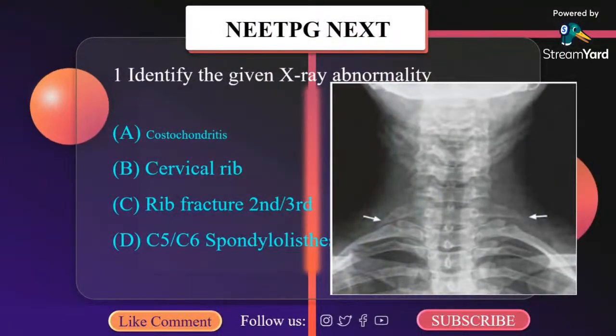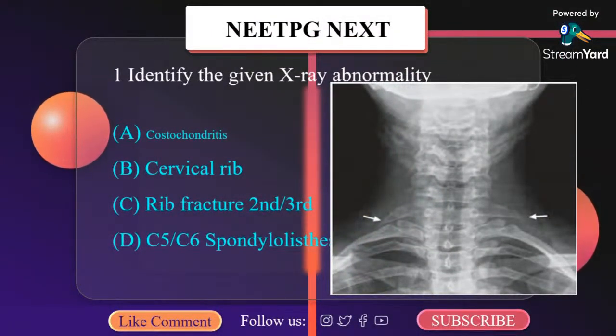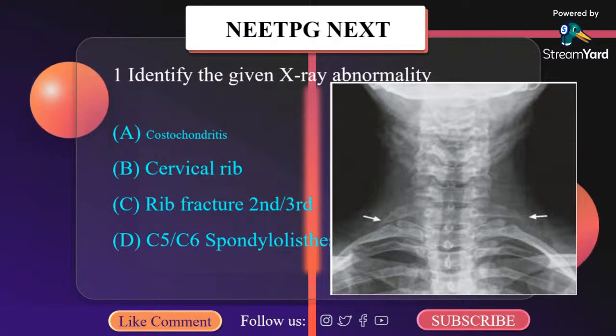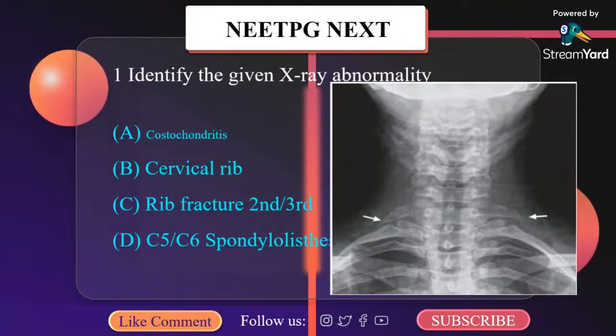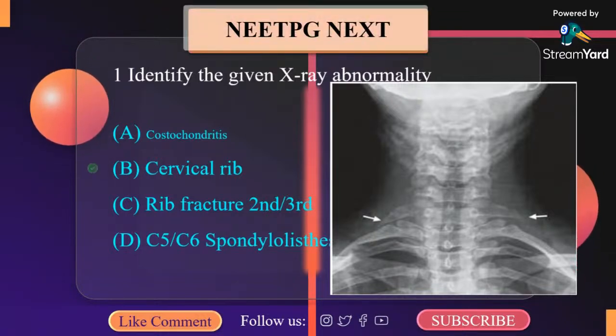Identify the given X-ray abnormality: A. Costochondritis, B. Cervical rib, C. Rib fracture second and third, and D. C5 C6 spondylolisthesis. It is a cervical rib. You can see the image very carefully. You will find it is a cervical rib.